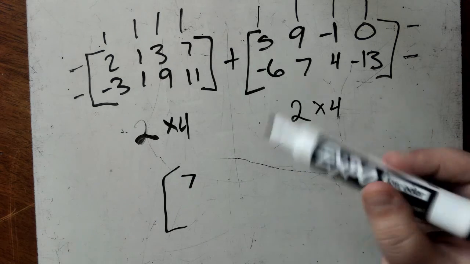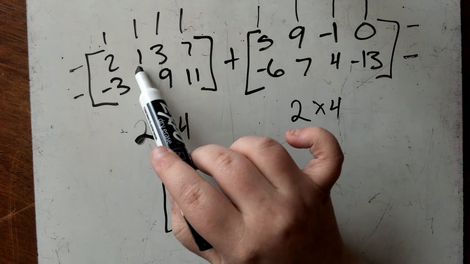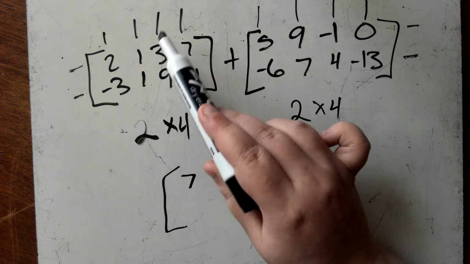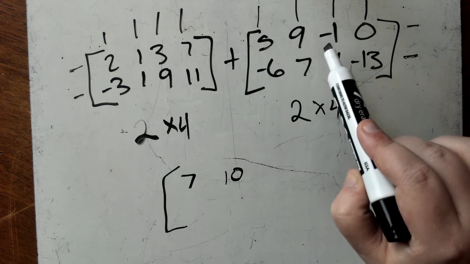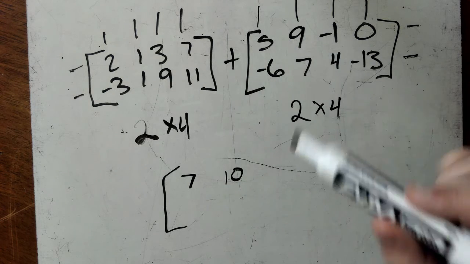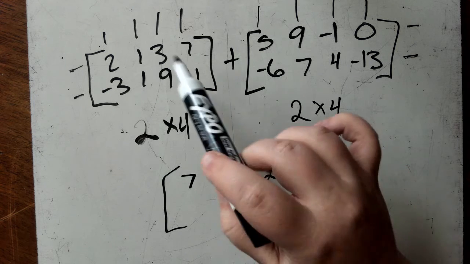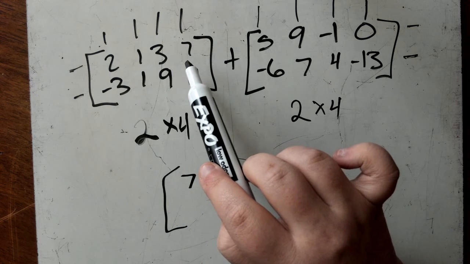1 plus 9 is 10. All right, next I move over to the right again to this 3. So first row, third column, plus, over here, first row, third column is negative 1. 3 plus negative 1 is 2. And then finally, the last number on our first row is a 7 over in column 4.